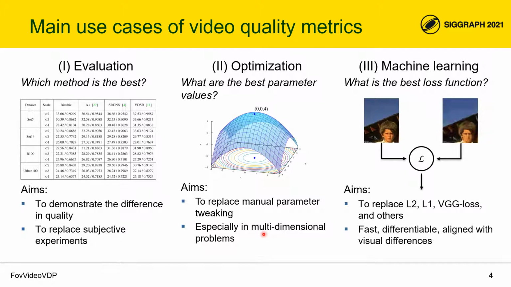The final and important application is a full reference metric for a loss in deep learning methods. For example, we may want to have something better than L2, L1, or VGG loss for training a new super resolution method. And for that, we need a difference metric that is fast, differentiable, and aligned with visual differences. The focus of our current paper is on points 1 and 2, and point 3 is on our roadmap, but is still a work in progress.